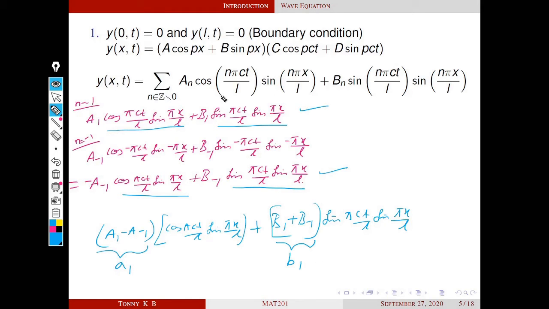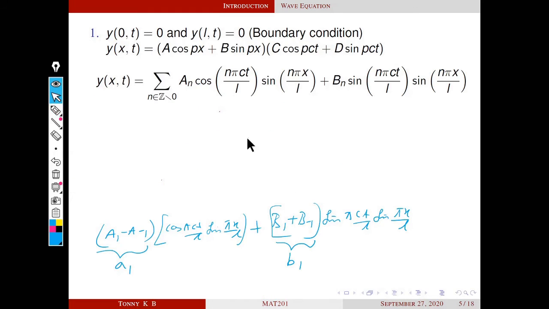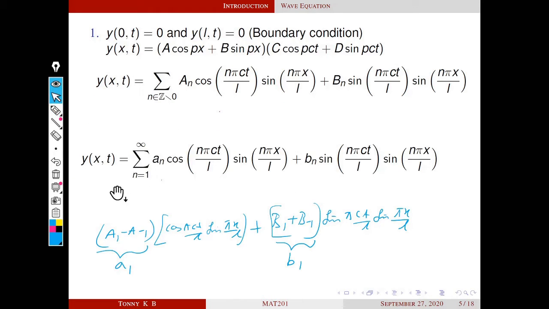Similarly, comparing the positive and negative corresponding terms, that means the terms corresponding to 2 and minus 2, and the terms corresponding to 3 and minus 3, like that, then we get y(x,t) equal to the sum from n equal to 1 to infinity of an cos(n pi ct by l) sin(n pi x by l) plus bn sin(n pi ct by l) sin(n pi x by l). Then what is an and what is bn?